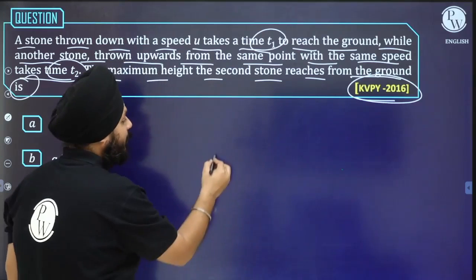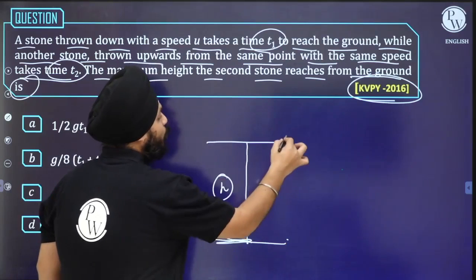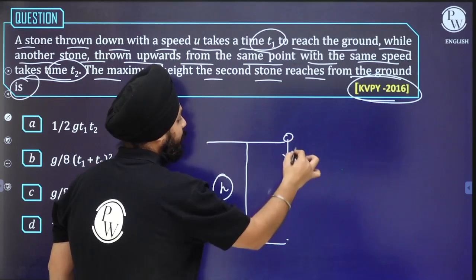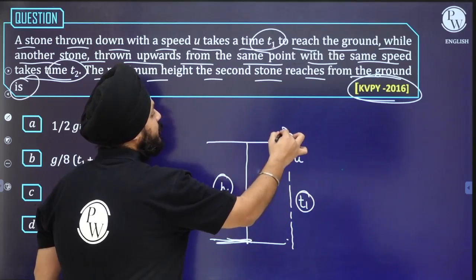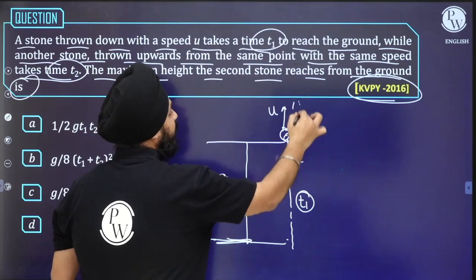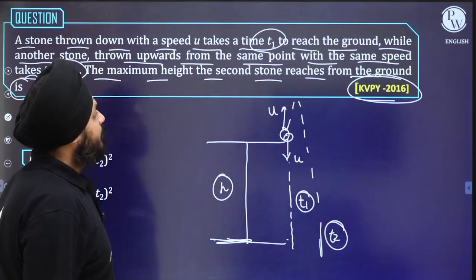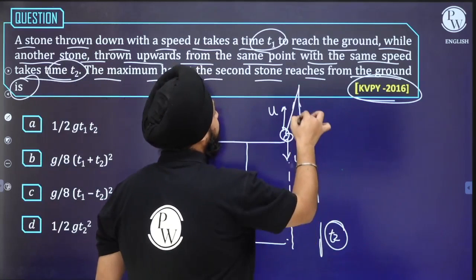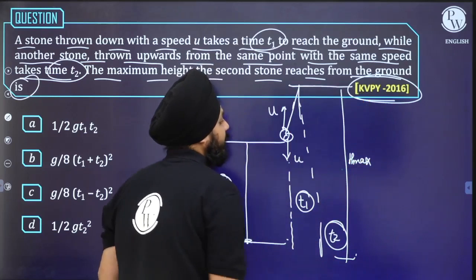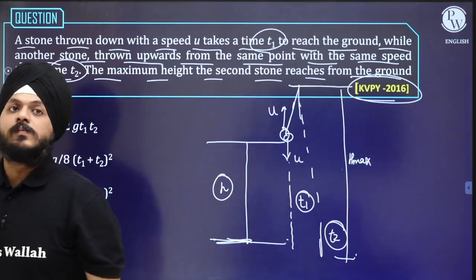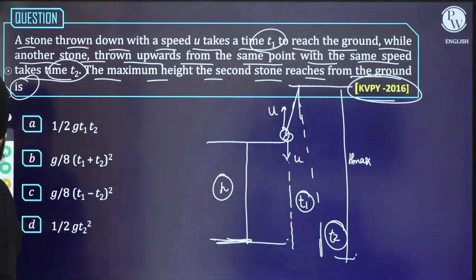What is the situation given? Very simple. This is height h. One stone is thrown downward with the velocity u. It takes time t1 to reach the ground. The second stone is thrown upward with the same velocity u. It takes time t2 to reach the ground. So how much is the maximum height the second stone reaches with respect to the base? This h max we need to calculate. This is h.